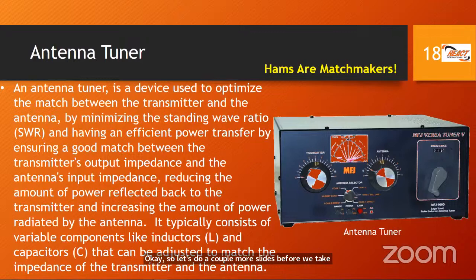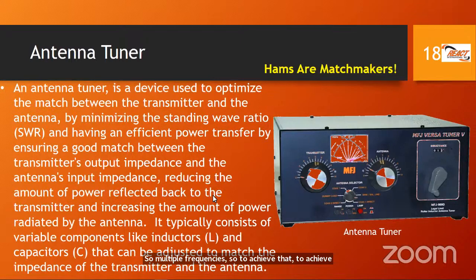So, an antenna tuner. Remember we said hams are matchmakers. So what if our antenna is not properly matched to our radio? Well, we can use something called an antenna tuner, stick it in the circuit, and tune that antenna. It would be ideal to have an antenna that is already tuned for the frequency band you're going to use, but sometimes as a ham you will have an antenna that you want to use for multiple frequencies. To achieve that match, you have an antenna tuner.